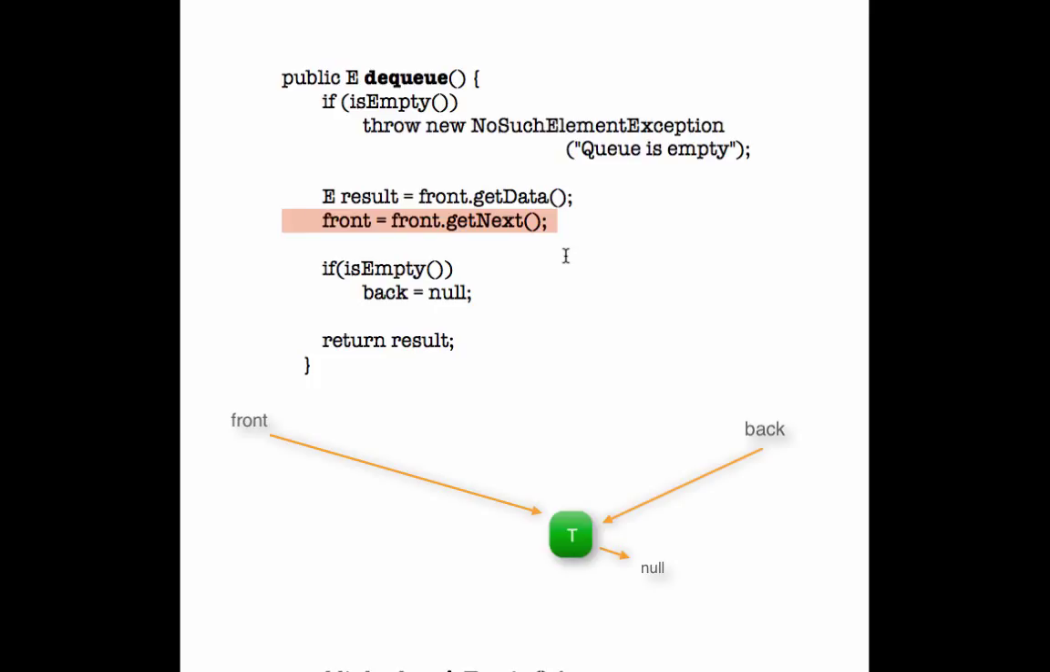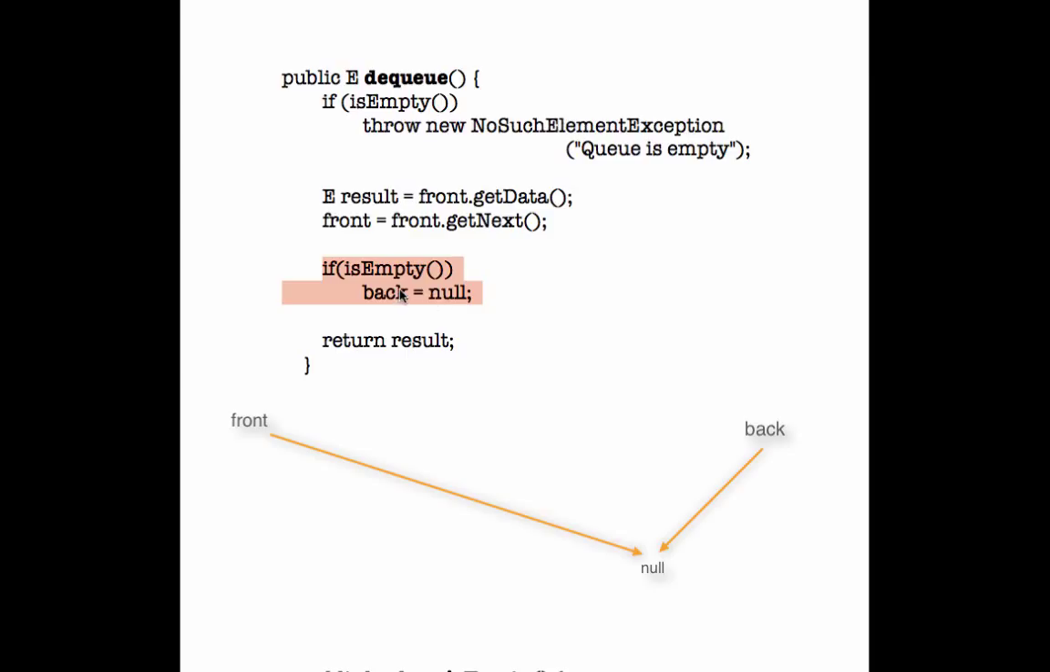Now, I need to check for a special case. The special case is, what would happen if I have exactly one node on the list? Then I need to reallocate not only front, because the list is empty, but I need to update my back also to be null because the list is empty. So after I remove the front of my queue, the front of the list, I need to make sure that I didn't empty the list, because if I did, then I need to reset back to null.